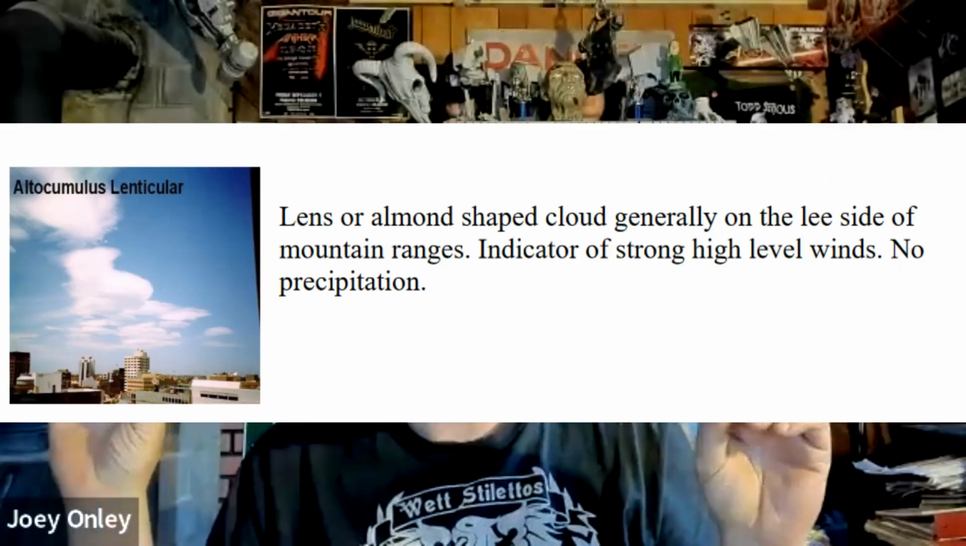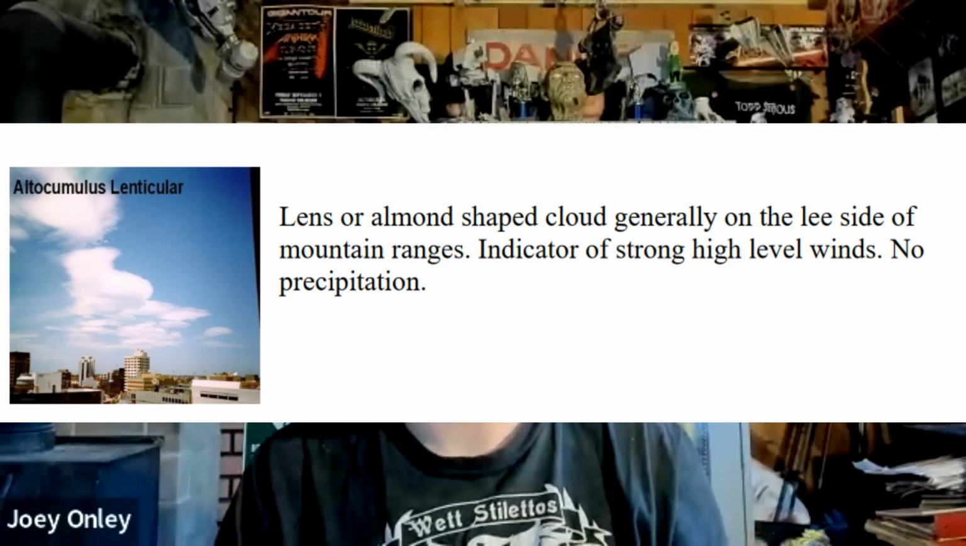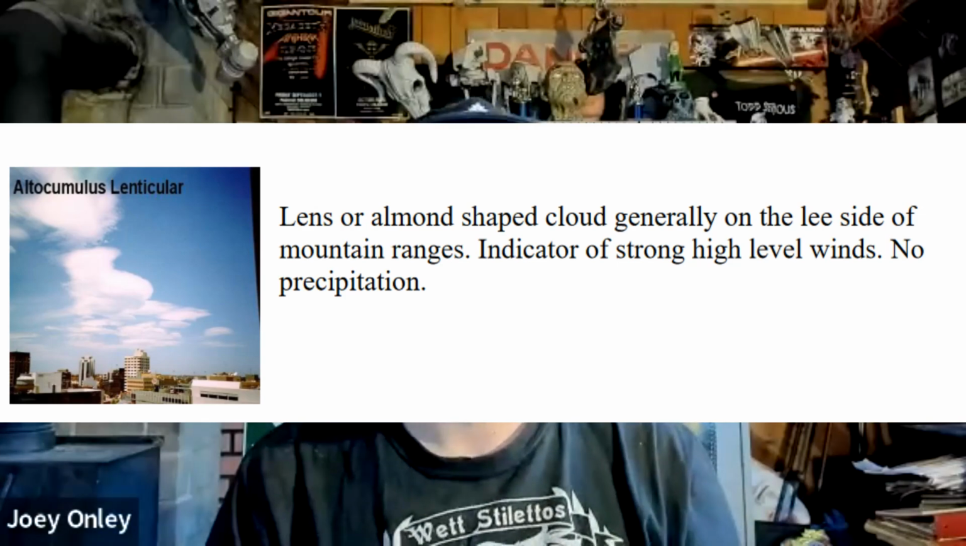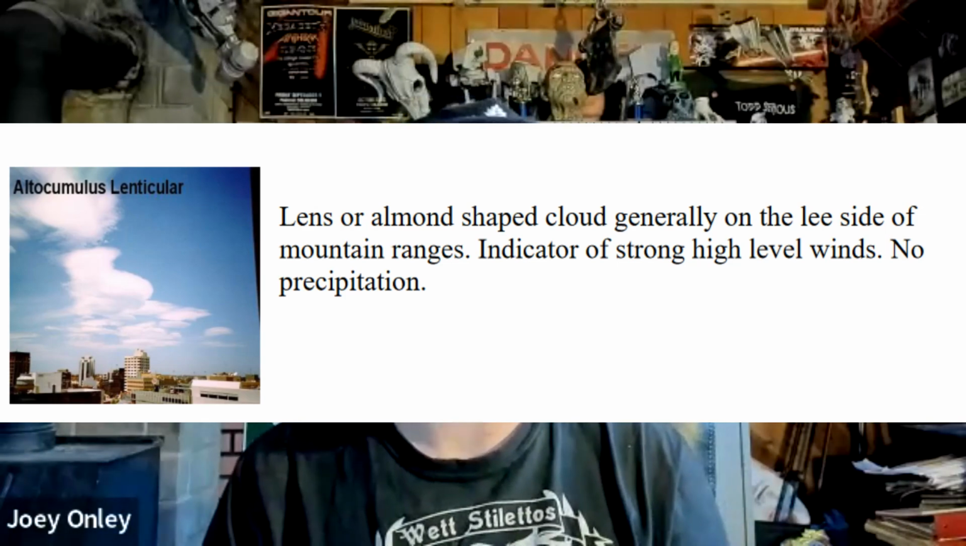So, the altocumulus lenticularis. It's a lens or almond-shaped cloud, generally on the lee side of mountain ranges. It's an indicator of strong high-level winds, with no precipitation. I often see this as what might be considered an area of stability in that part of the atmosphere as well. Oh yeah, and that usually comes here.